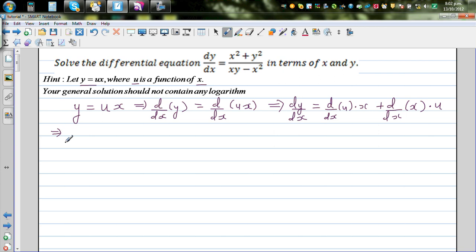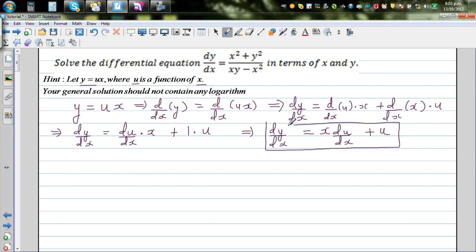So this implies dy by dx is equal to d by dx of u, which is du by dx, times x plus. Now what is d by dx of x? That is nothing but dx by dx. What's the change in x for a small change in x? That's 1. So this is 1 times u. So we can say dy by dx is equal to, simplifying this, x times du by dx plus u. Okay, so this is what we have proved using the hint.